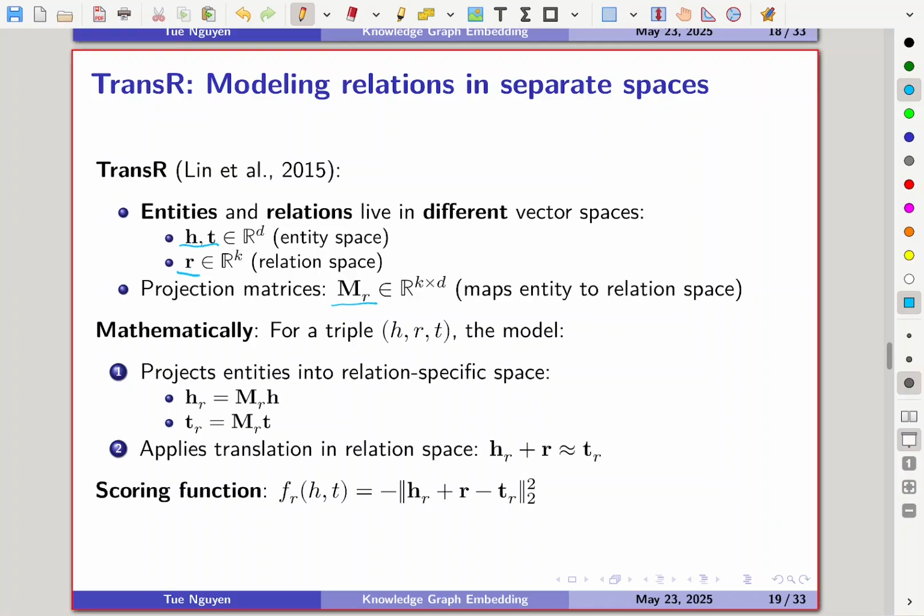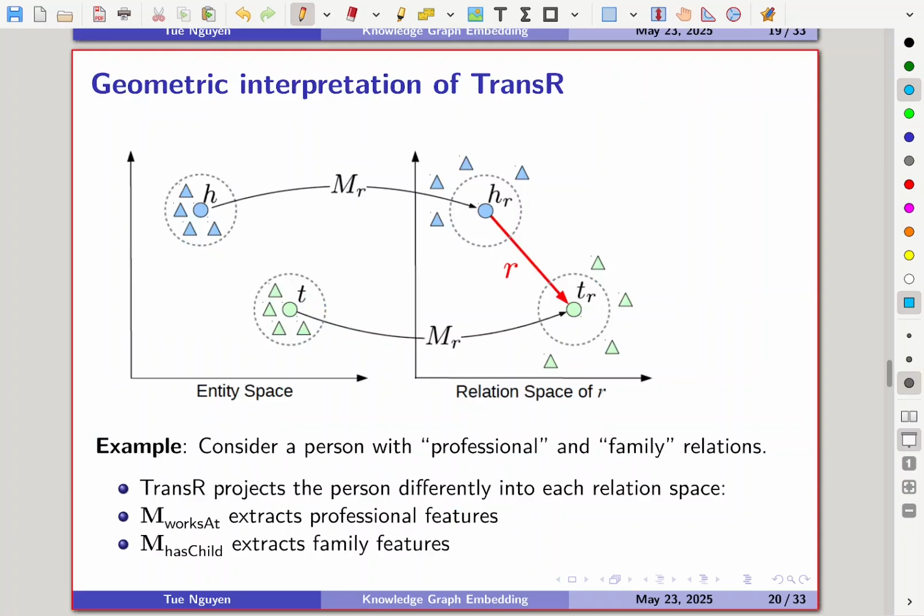The first step is to project the embedding of the entity onto the relation space. For example, here we get the projection of the head entity by multiplying the projection matrix with the head embedding, and we do the same for the tail. And then we do the translation, same as in TransE. And the scoring function is still the negation of the Euclidean distance.